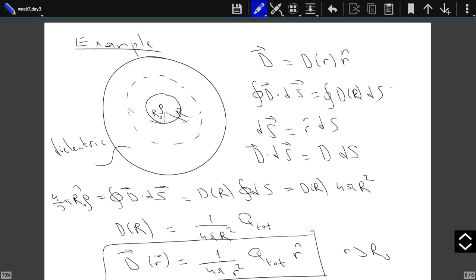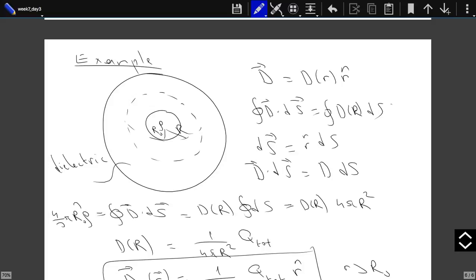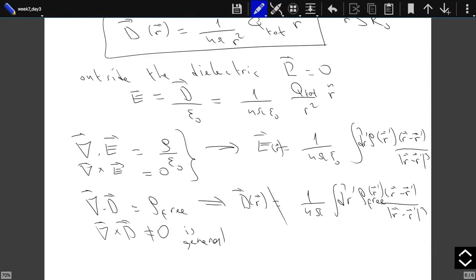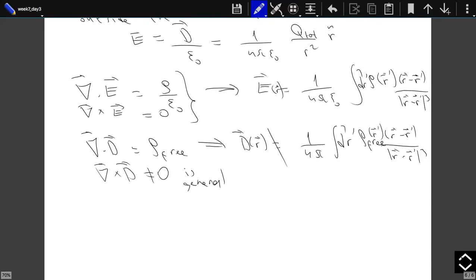Of course, nevertheless, for symmetrical systems like these ones, we can determine the value of D. And later on, we will see how to evaluate D for a general material, and the electric field.